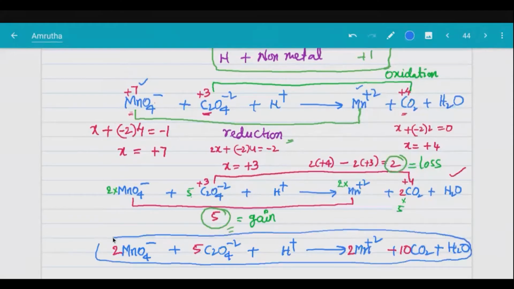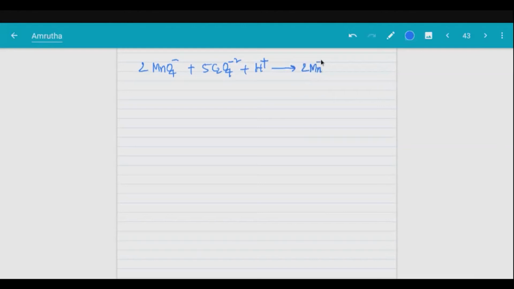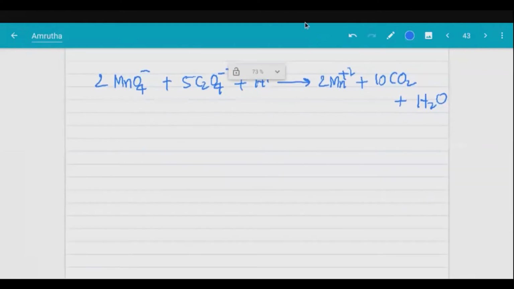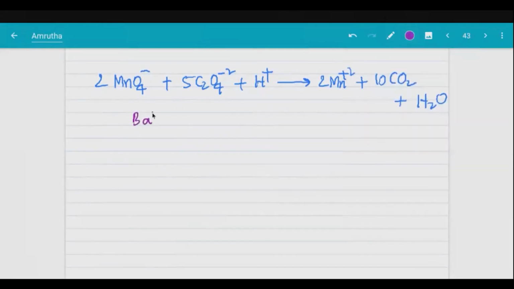This reaction I'll be writing again, and we'll balance. So 2MnO4 minus plus 5C2O4 minus 2 plus H plus gives us 2Mn plus 2 plus 10CO2 plus H2O. So this is what we got, right? Is it clear? Till this step we did. Now I'll do one more thing. I'll balance the charge, left side and right side.